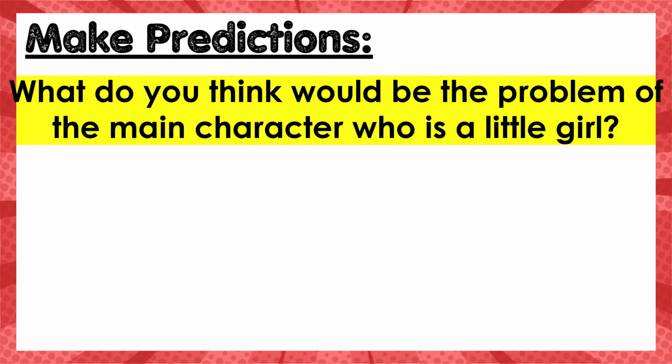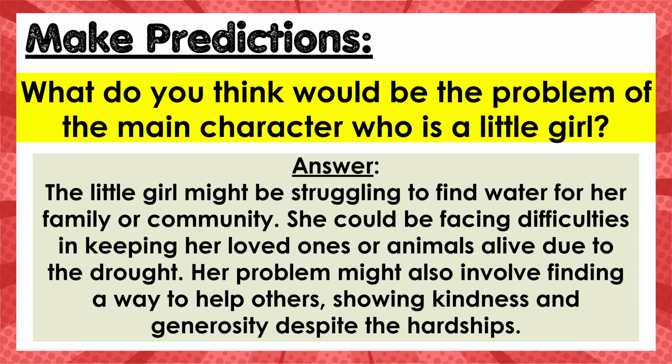What do you think would be the problem of the main character who is a little girl? Answer: the little girl might be struggling to find water for her family or community. She could be facing difficulties in keeping her loved ones or animals alive due to the drought. Her problem might also involve finding a way to help others, showing kindness and generosity despite the hardships.